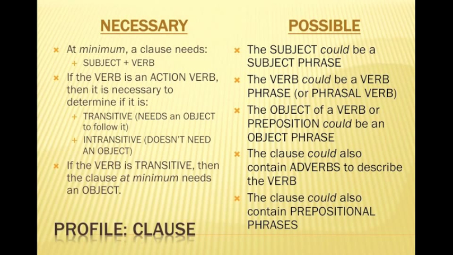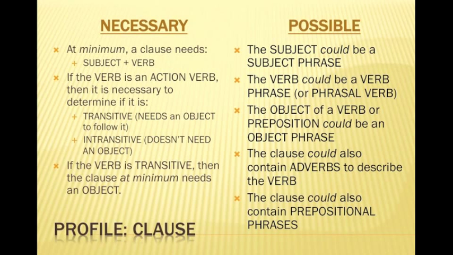So consider this now a profile of a clause. We've profiled nouns and verbs and adjectives and so on. Now let's look at it by defining a clause. And again, this will be posted at the bottom of the page here. So again, there's lots of information here. Let's look at it very briefly. So on the left side, we have what's necessary. And what's necessary is that we need a subject and a verb. That's, again, the minimum that we need.